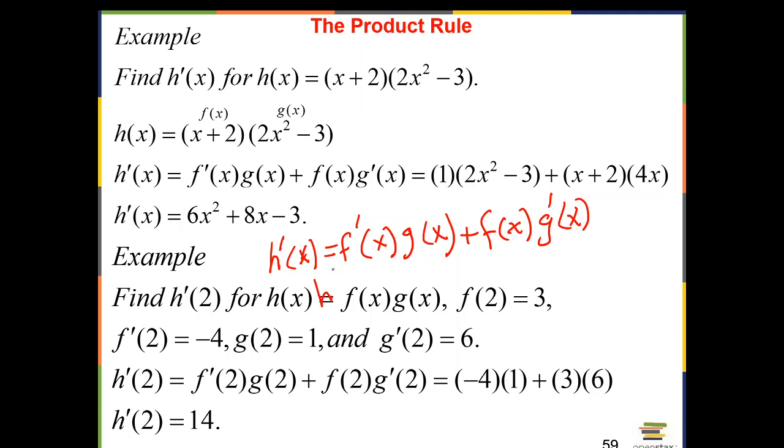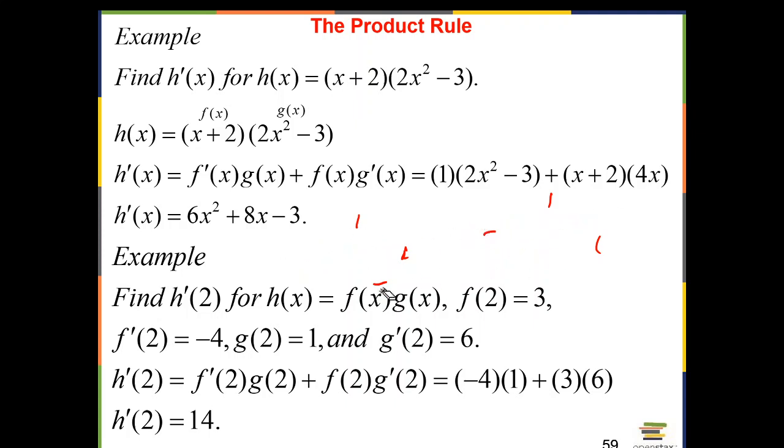Now, what is h prime at 2? Well, we just have to put 2 in all of these, right? So it would be f prime at 2 times g at 2, plus f of 2 times g prime of 2. This is messy, but I have it over here already, so let me erase this. So h prime at 2 would be f prime at 2 times g of 2 plus f of 2 times g prime of 2. And we are given all of those values, so we substitute and we have the answer, right? A common mistake is to just multiply f prime and g prime, 6 times negative 4. That's not the answer, of course.